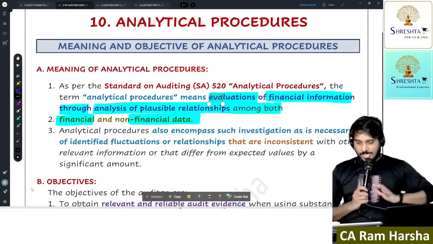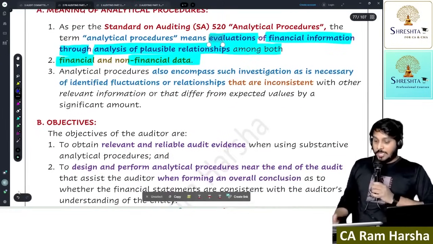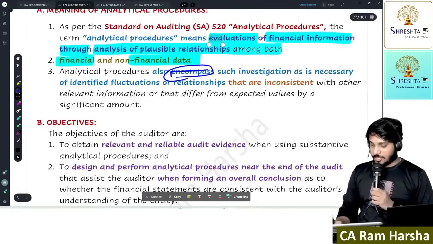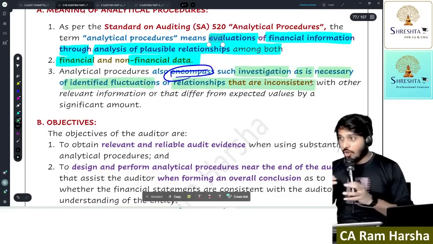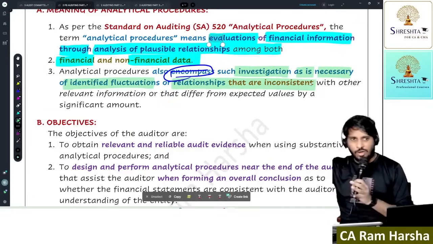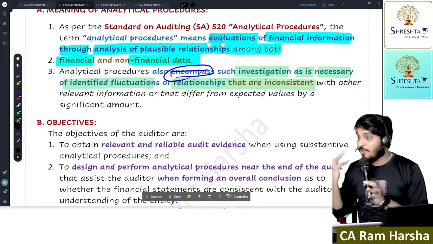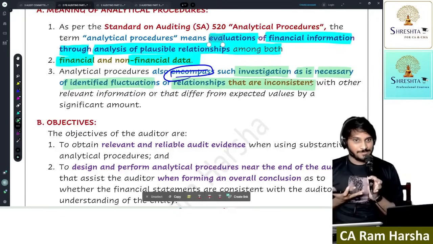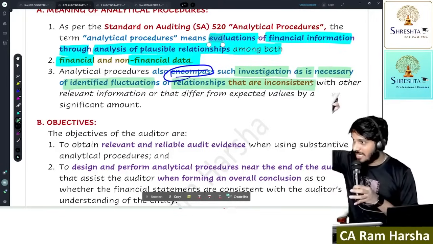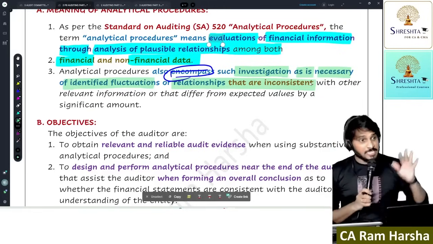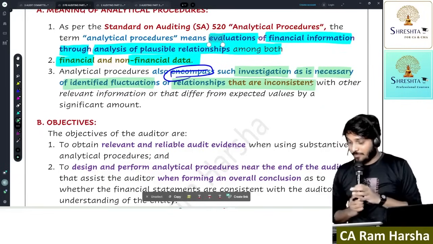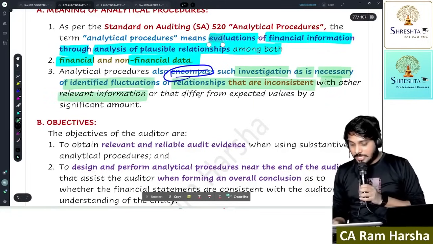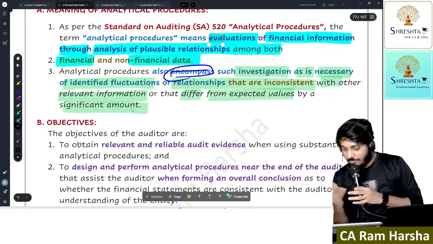That's it. So with this introduction, we can start with analytical procedure. Analytical procedures encompass what? They cover the investigation that is necessary for fluctuations and relationships that are inconsistent. What do you mean by relationships that are inconsistent? Turnover increased only by 20%. Why did employee cost increase by 70%? Understood or not? The relationship between turnover and employee cost is similar, no? Especially in a service industry, employee cost will directly reflect the turnover. Able to understand? With other information, or it is differing from the expected value by a significant amount.